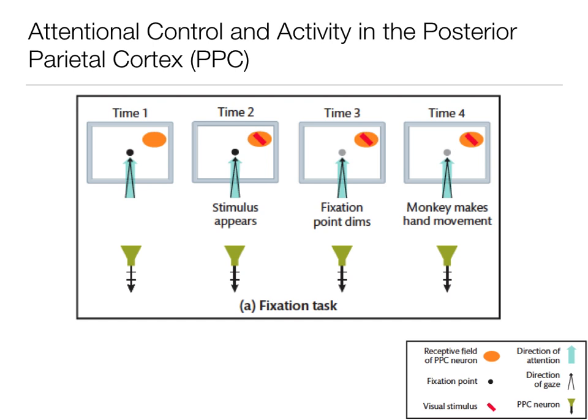Attention is still at that point, but that point starts to dim color-wise. The monkey has maintained fixation there. That visual stimulus is still there, and we still have no difference in firing rate. And at time 4, the monkey makes a hand movement, and again, we have no difference. Okay, so this was all things that the monkey was trying to do. Attention never changed here. Attention stayed the exact same place, and we saw no difference in that neuron's firing rate. So this is part of the puzzle piece that's telling us that these PPC neurons are involved with attention.